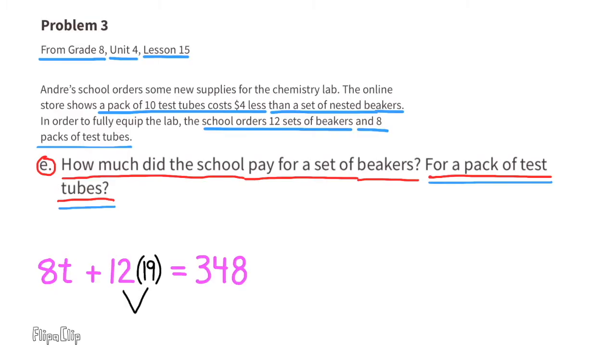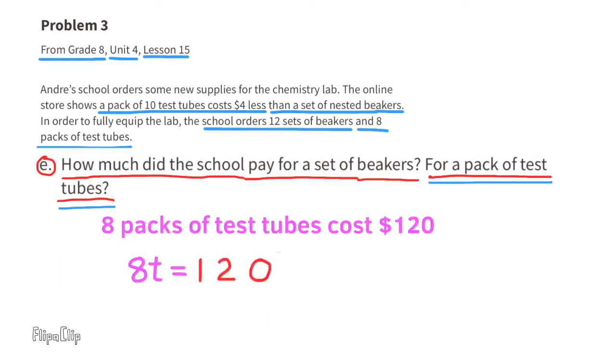12 times 19. That's 228. So they spent $228 on beakers. Subtract the price for beakers from both sides. 228 minus 228 cancels each other out, and 348 minus 228 is 120. 8 packs of test tubes cost $120. How much for one pack of test tubes?